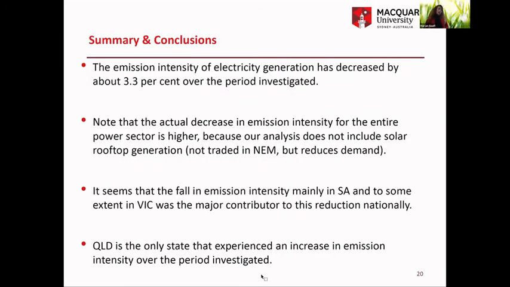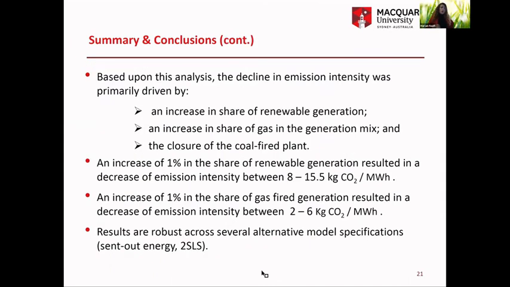So the conclusion, if I just want to jump to the conclusion: an increasing share of renewable generation, an increasing share of gas in the generation mix, and the closure of coal-fired plants can be considered the primary factors explaining the decline in emission intensity. It's very interesting what we saw using the coefficients: a 1% increase in the share of renewables could result in a reduction of between 8 and 15 kilograms of carbon dioxide per megawatt hour across the NEM, and the same for gas-fired generation.